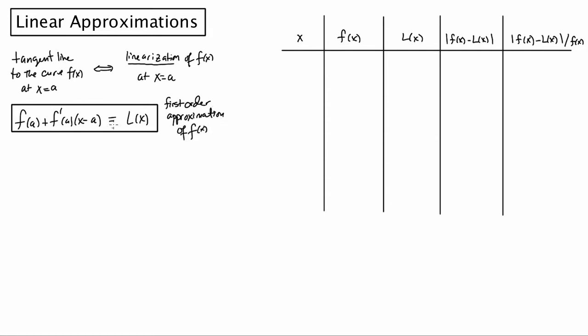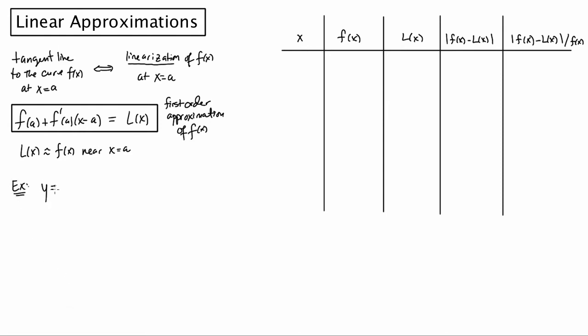In other words, we think of the function L of x as being approximately the function f of x near the point x equal to a. In other words, we might trade a really complicated function for a much simpler line, and they basically behave the same near that point. So let's look at an example of this. Go ahead and calculate this.